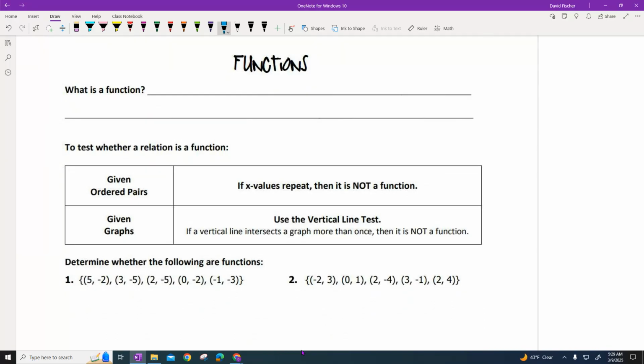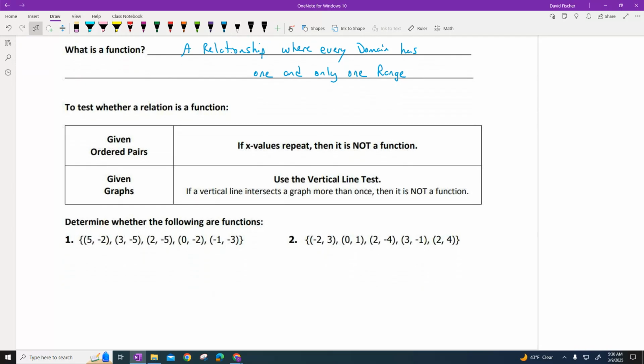Alright, here we go. What is a function now? Let's do this guy here. A function is a relationship where every domain has one and only one range. And so if they ever asked us, why is it a function? If it's a function, that's what we're going to say. Every domain has only one range.